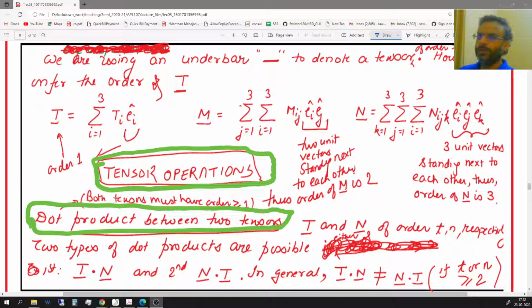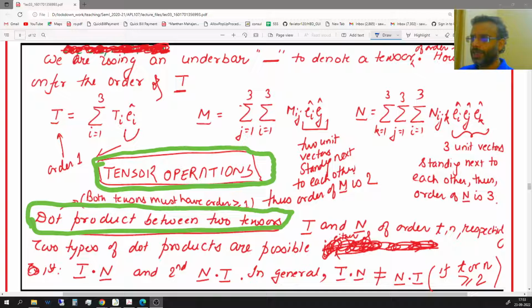So in this lecture session, I am going to talk about some of the tensor operations which we need to know before we start deriving the governing equations of fluid motion. The first tensor operation of relevance to us is what is called the dot product between two tensors.